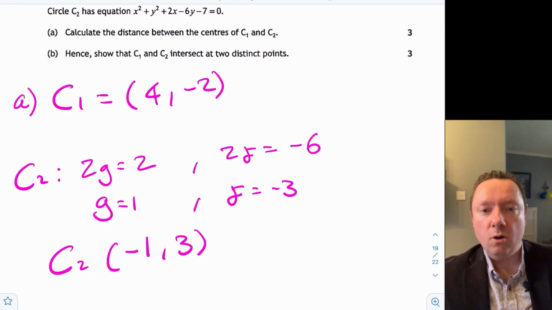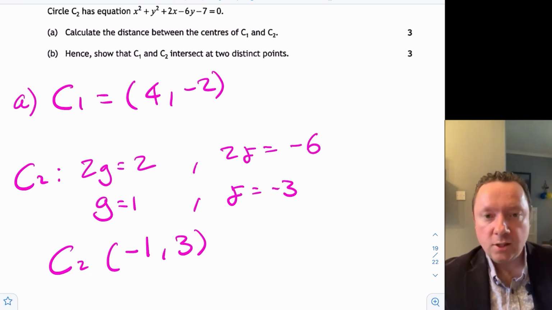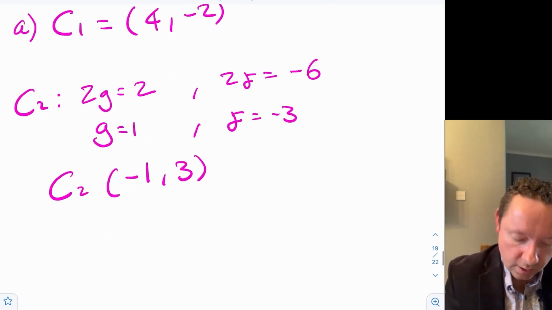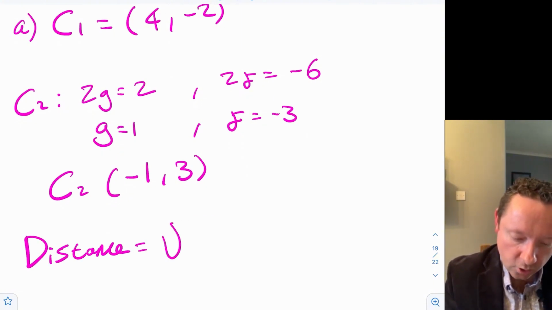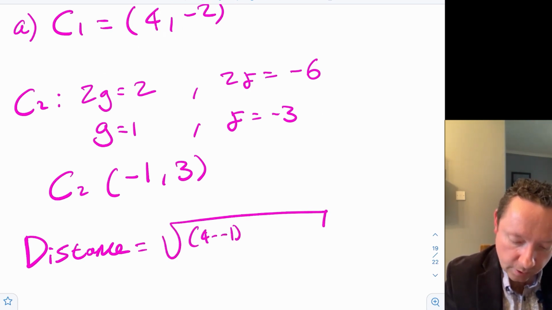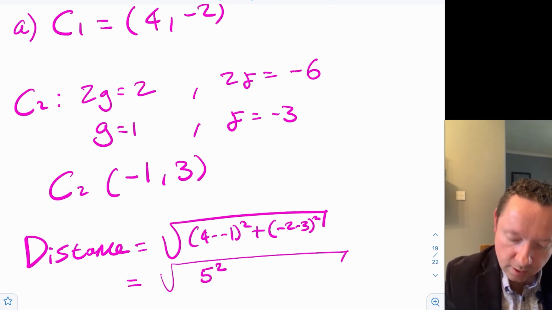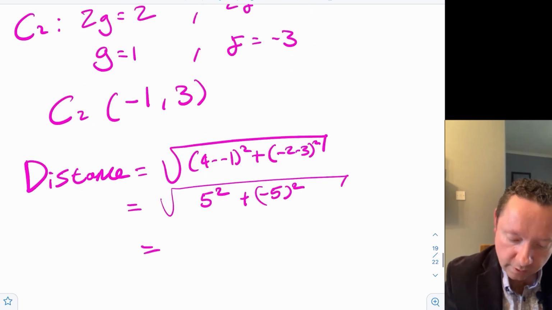So it's the distance formula, or Pythagoras: the difference between the x squared plus the difference between the y squared. So the distance is just going to equal the square root of 4 minus minus 1 squared plus minus 2 minus 3 squared. That is equal to 4 minus minus 1 is 5, so 5 squared. Minus 2 minus 3 is also 5, so 5 squared, or minus 5 squared if you prefer. 25 plus 25 is root 50.